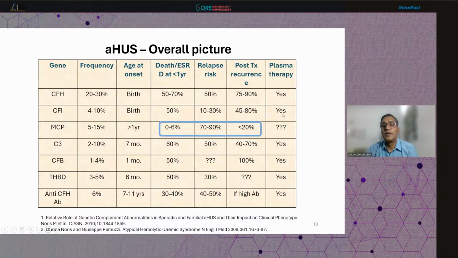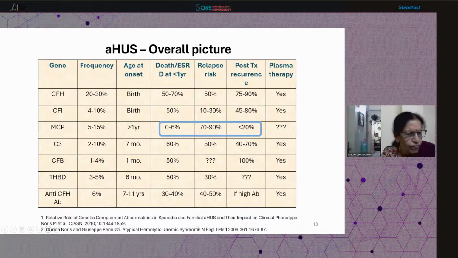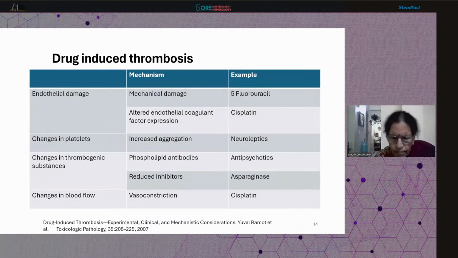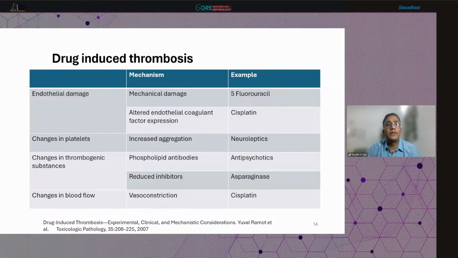mutations. But plasma therapy, this is of course a very old slide, but plasma therapy is indicated in all of them except possibly membrane cofactor protein mutations. Then you have drugs. This is something which was not discussed very much here.